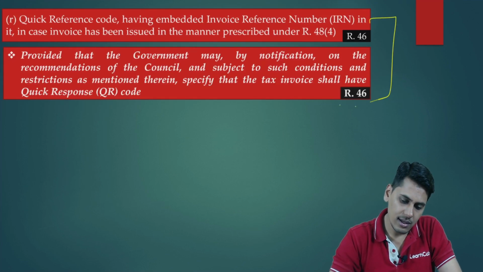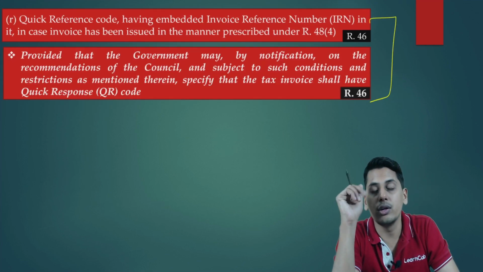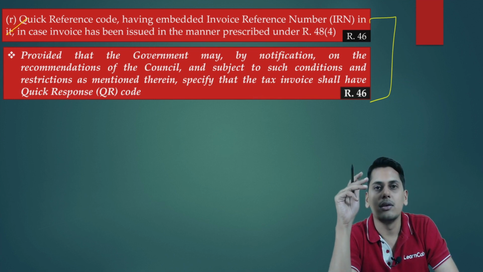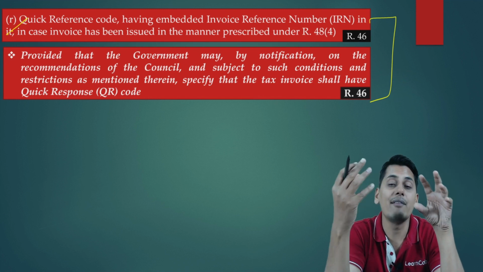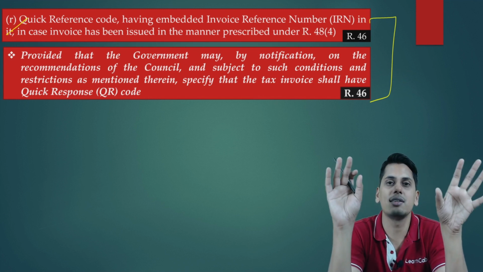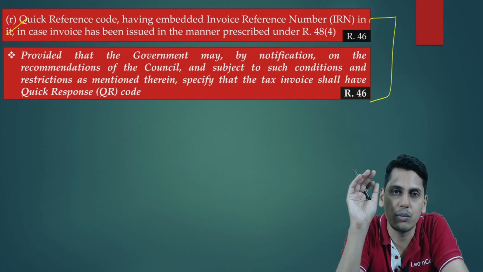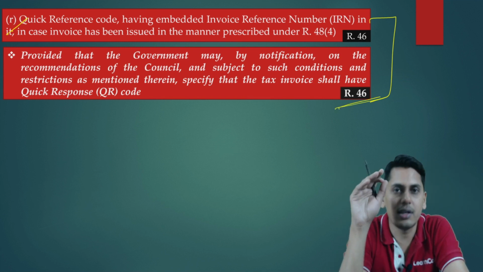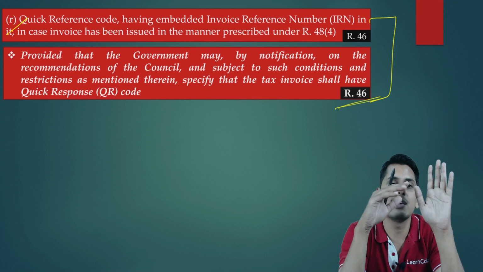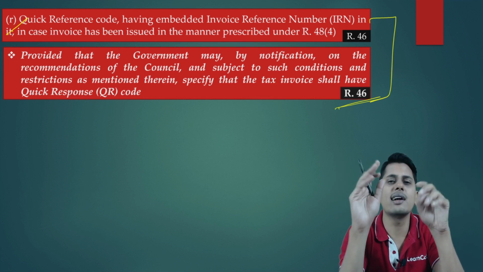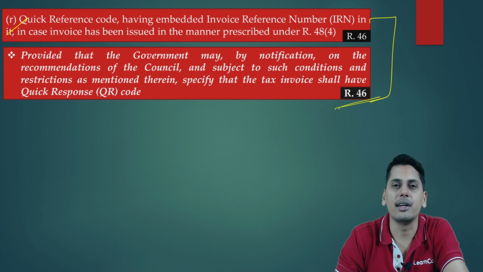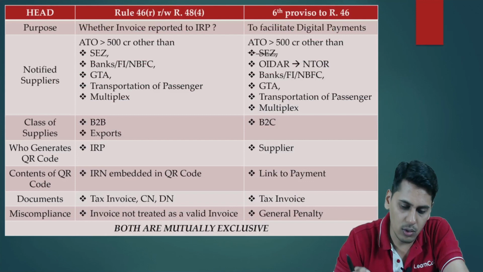So friends, we have seen two types of QR code in rule number 46. Rule number 46 sub rule R: we have seen a QR code having an embedded invoice reference number in case the invoice is issued in accordance with rule 48 sub rule 4. And the sixth proviso to rule number 46 tells you that certain notified persons shall have a dynamic QR code on the invoices raised by them. Now friends, let us try and differentiate between these two types of QR codes.